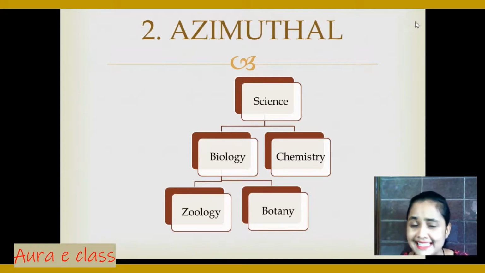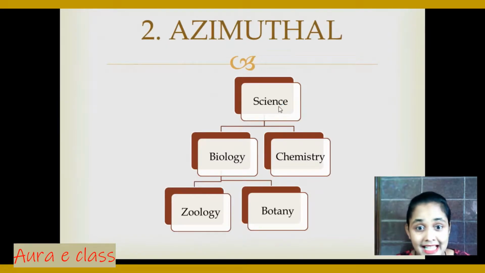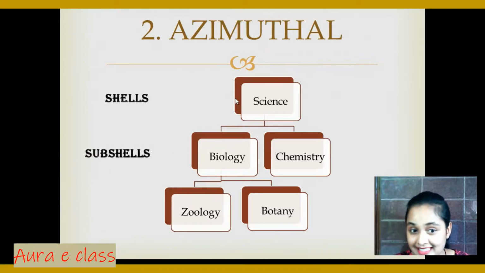Now moving on to the second quantum number, which is the azimuthal quantum number. Remember this previous example that I had given you? Science. There was a science subject. What was science called? It was called shells. Then what was the other one? Biology and chemistry. It was called subshells. The last one was called orbitals.